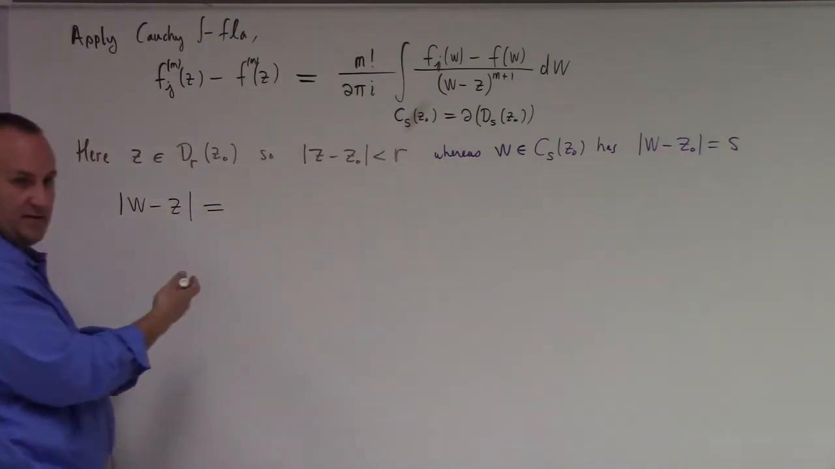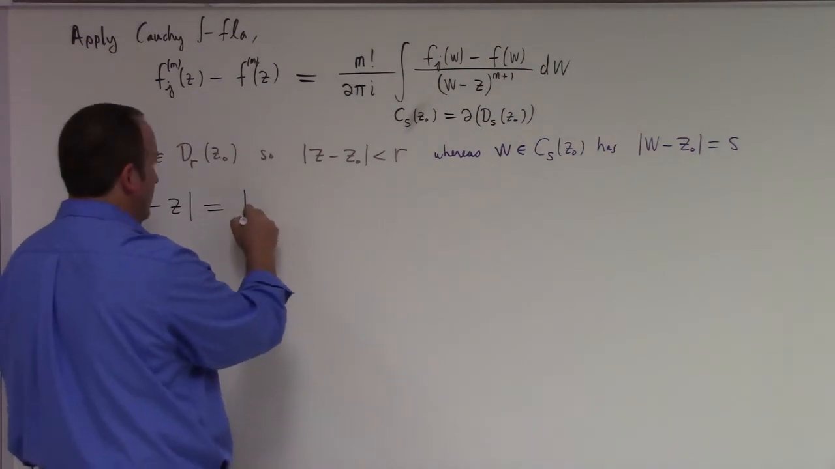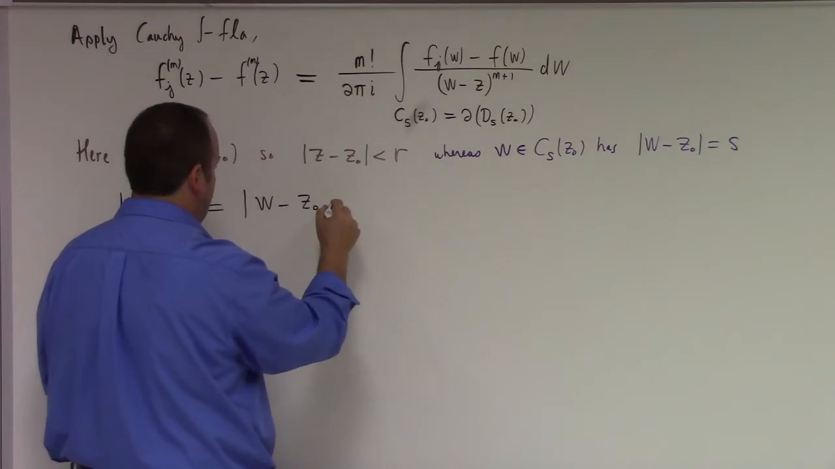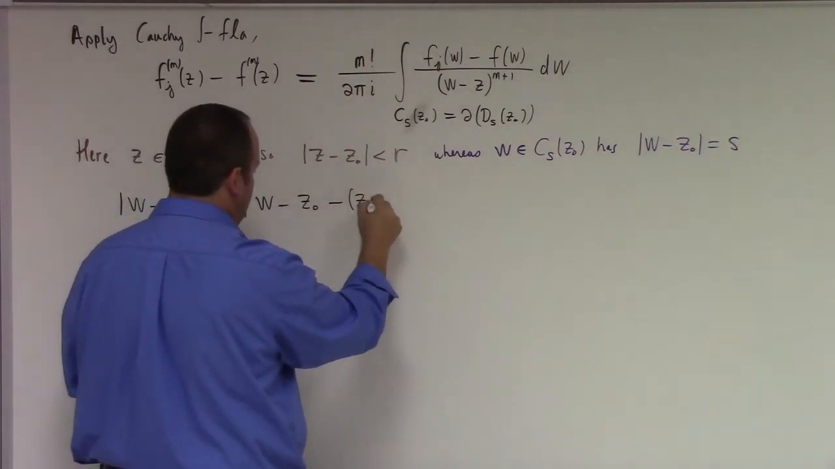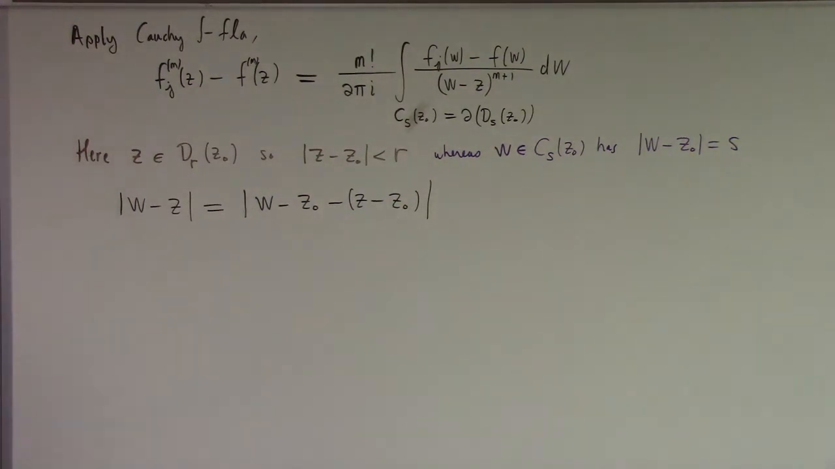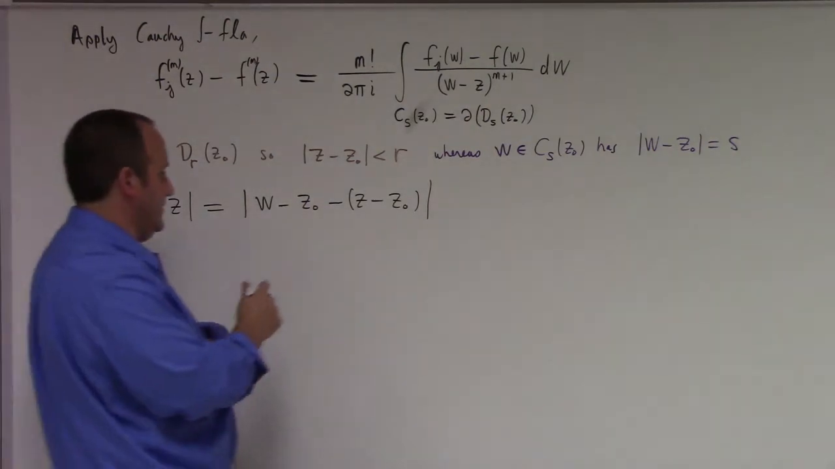So I could draw it in the picture over there, but I'll just add. So this is really w minus z naught, right? Minus z naught. Do you see that? So I just added and subtracted z naught, right?